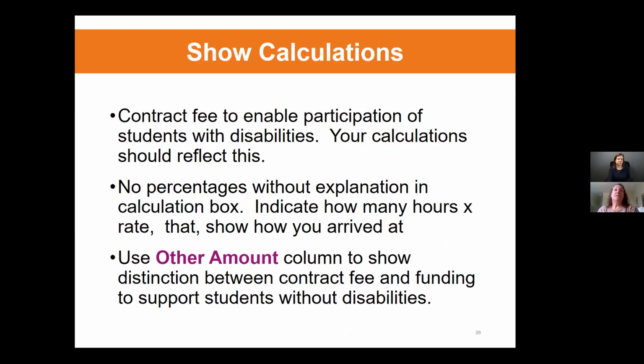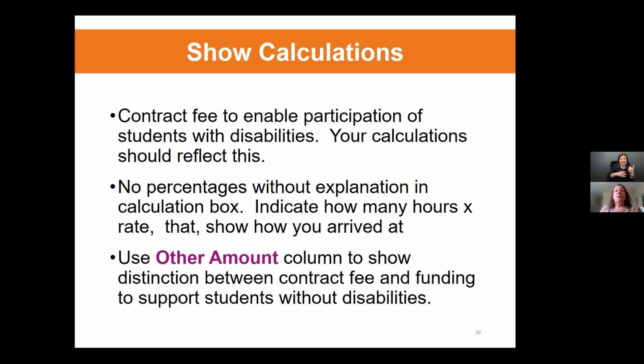Show calculations. It is important for us to see your calculations. Tell us how you arrived at a particular line item amount. Never simply indicate a percentage of an expense without explanation. Tell us how you arrived at assigning that particular percentage. Was it based on the number of hours? Was it based on the number of students with disabilities being served?